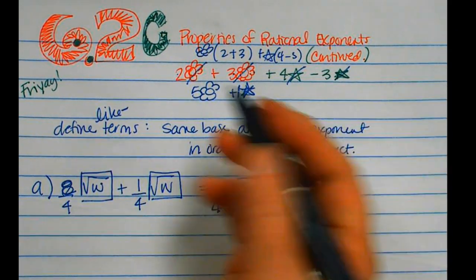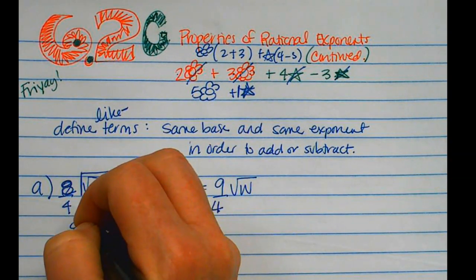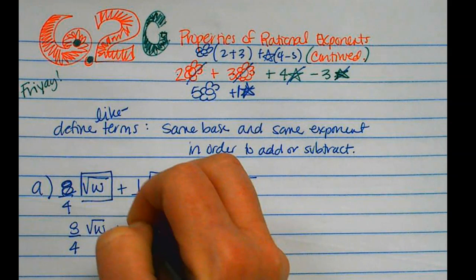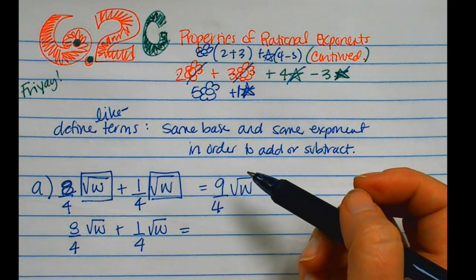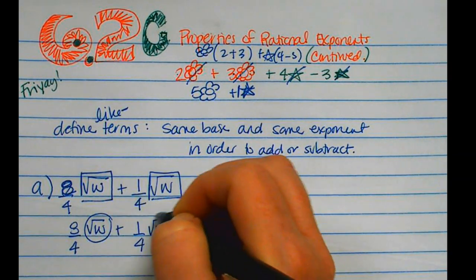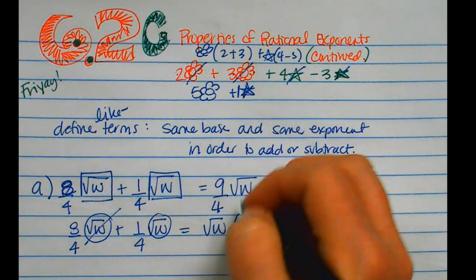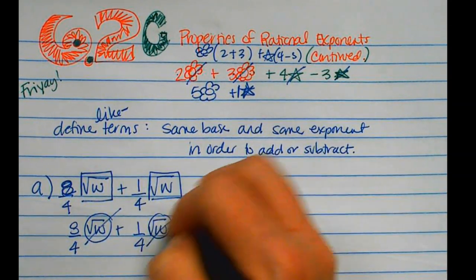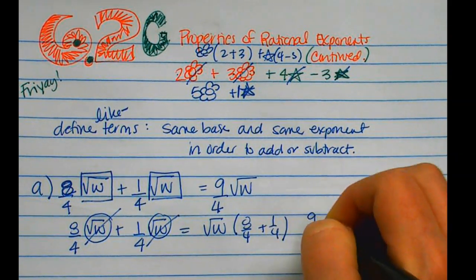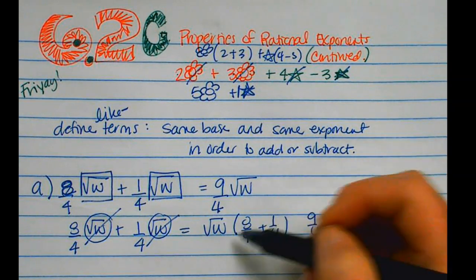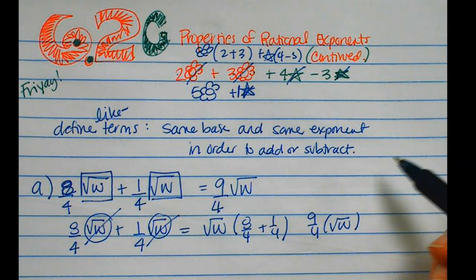The other method for the same problem, I'll keep it as 8/4 square root of w and 1/4 square root of w. The other method is to look and see what's common between them, and this is the same as this. So if I take out the square root of w, from this one what's left over is 8/4. From this one, what's left over is a fourth, and then I add them together and get 9/4 square root of w, because we normally write the number in the front. You could put it in the back, but that's weird. You get the same answer.